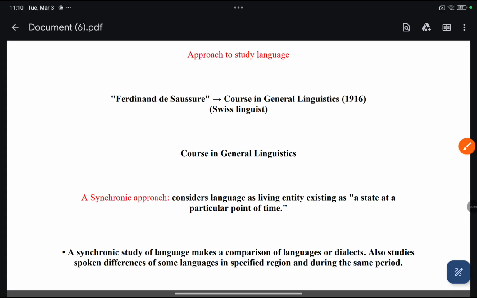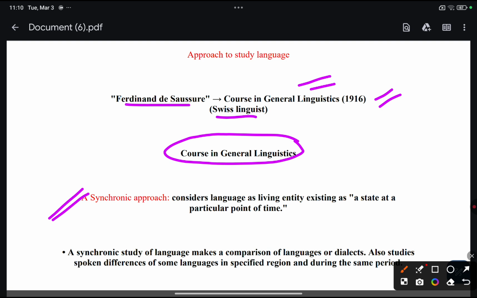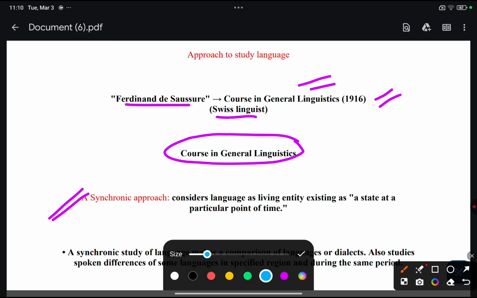Good morning, friends. We are going to see the approaches to study a language. First of all, two approaches were given by a Swiss linguist, Ferdinand de Saussure, in his work Course in General Linguistics, which he published in 1916. In this, he gave two concepts: the synchronic approach to study a language, and the diachronic approach to study a language.